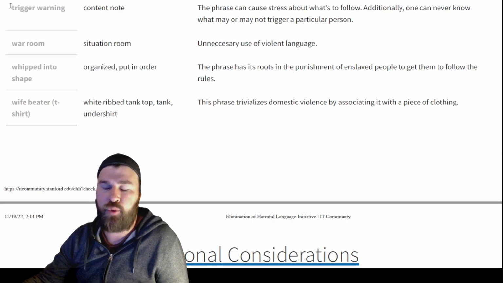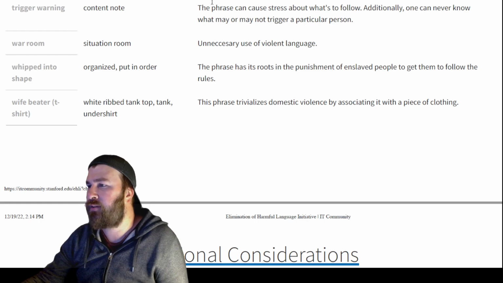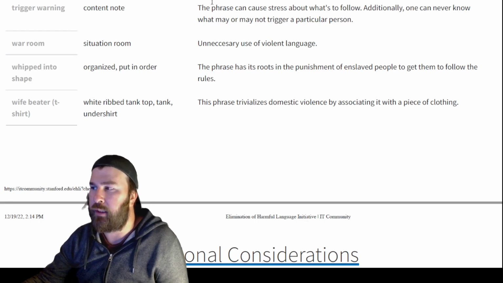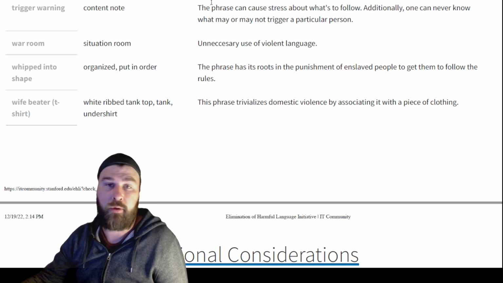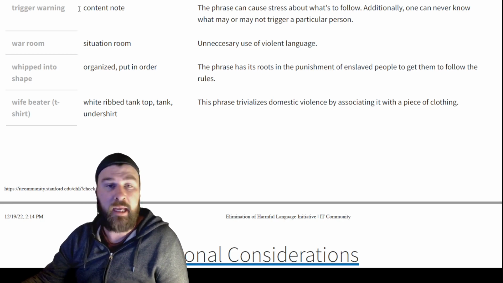So they don't want you to say trigger warning either. You have to say content note. But a lot of people won't necessarily know what that means. Yeah, the phrase can cause stress about what's to follow. Additionally, one can never know what may or may not trigger that particular person. But just saying a trigger warning and then maybe a little description of the trigger warning afterwards.